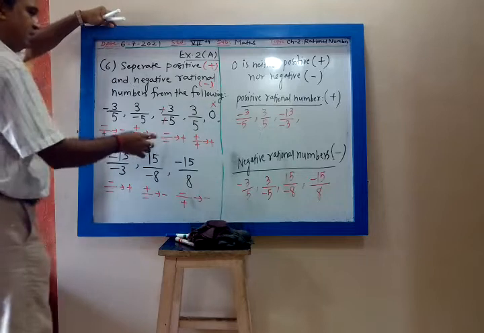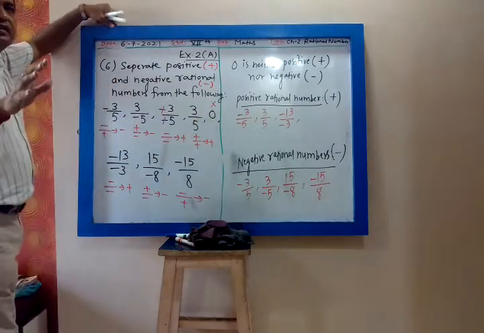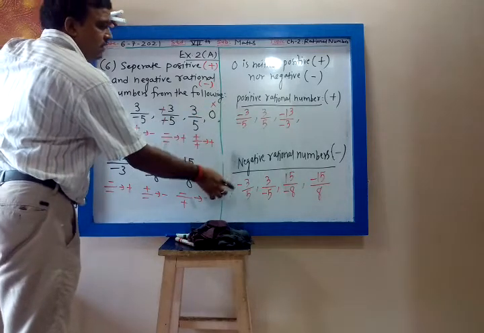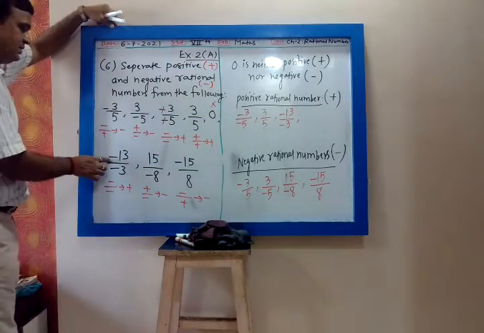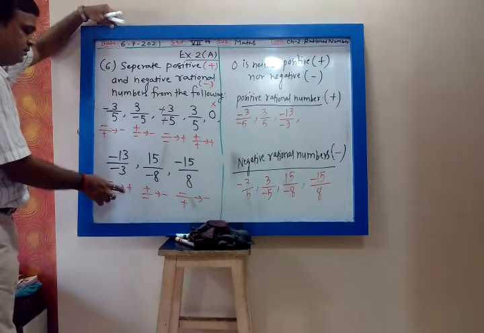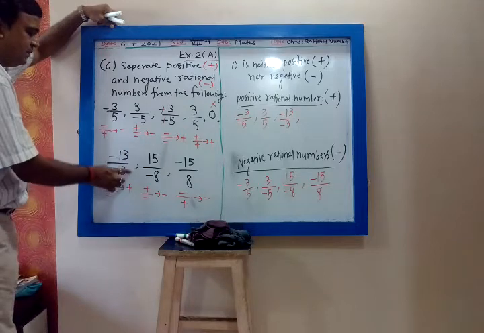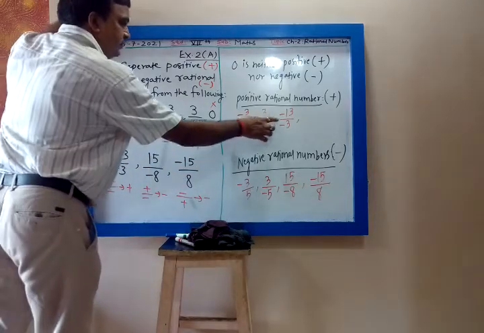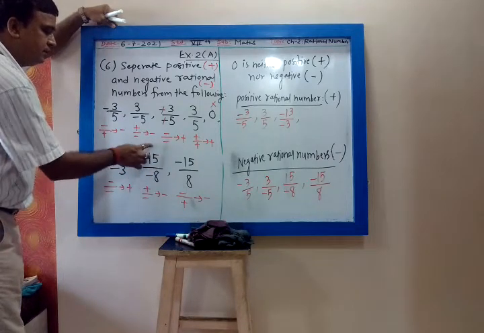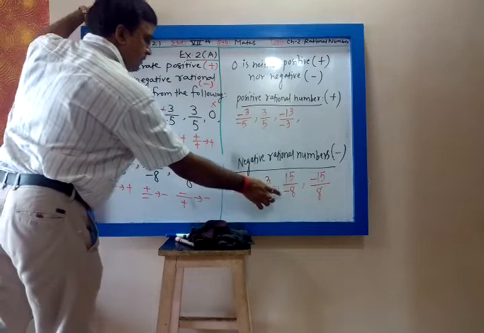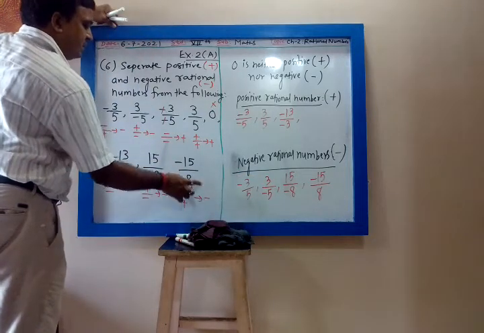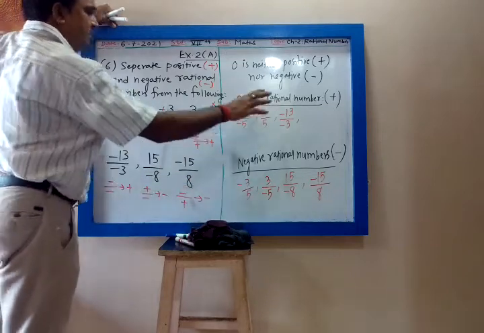Okay. Then 0 has no sign, neither positive nor negative. So I will not write 0 in positive rational numbers or negative rational numbers. Then minus 13 upon minus 3, minus minus get cancelled. What is left? 13 upon 3, positive. Then 15 upon minus 8, plus upon minus is minus. So 15 upon minus 8 is negative. Then minus 15 upon plus 8, minus upon plus is minus. So minus 15 upon 8 is negative.